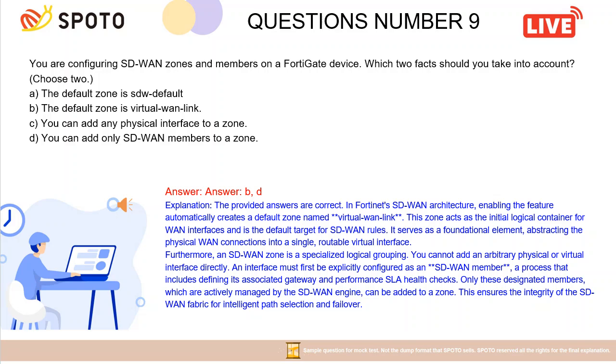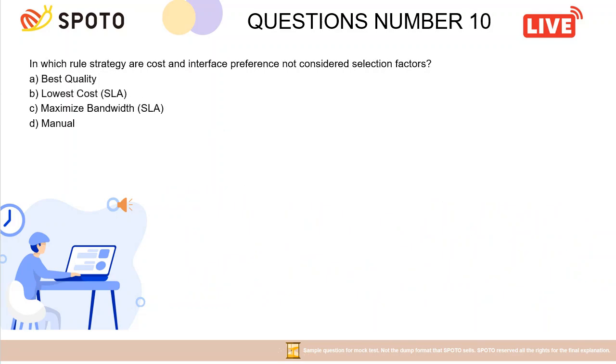Question 10. In which rule strategy are cost and interface preference not considered selection factors? A. Best quality. B. Lowest cost, SLA. C. Maximize bandwidth, SLA. D. Manual. You have 15 seconds to answer.